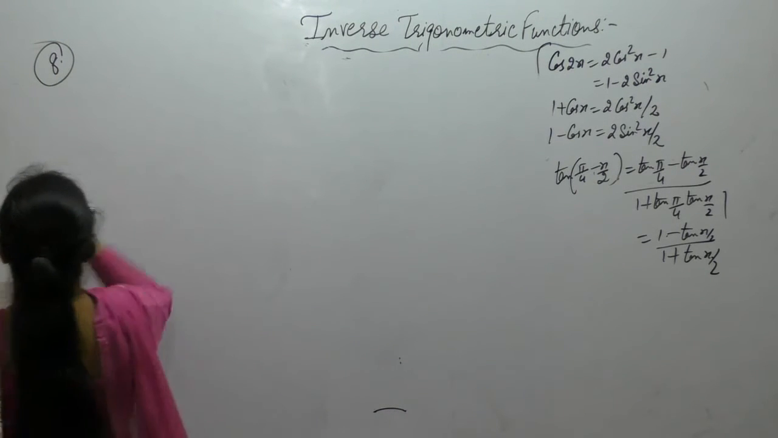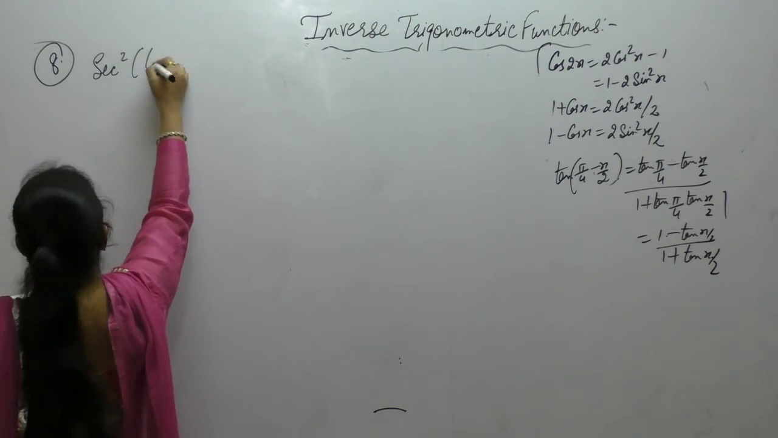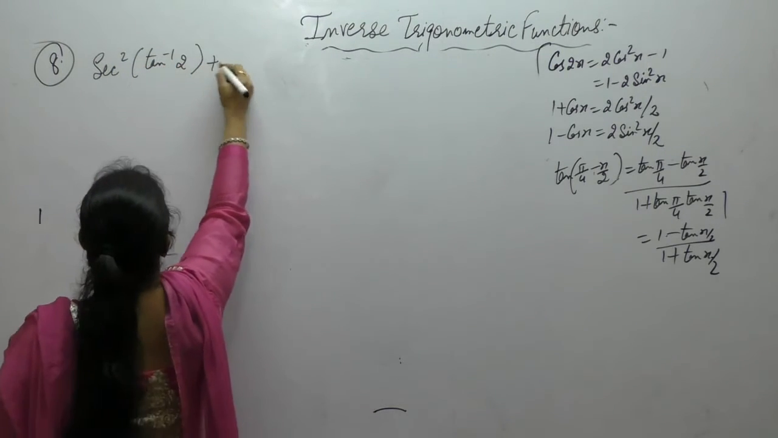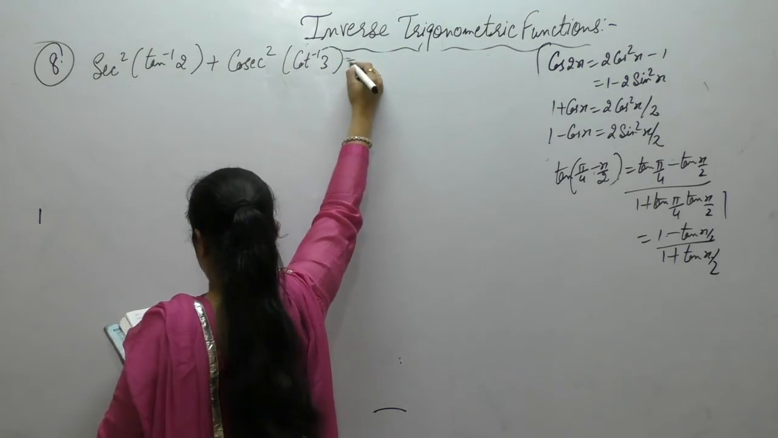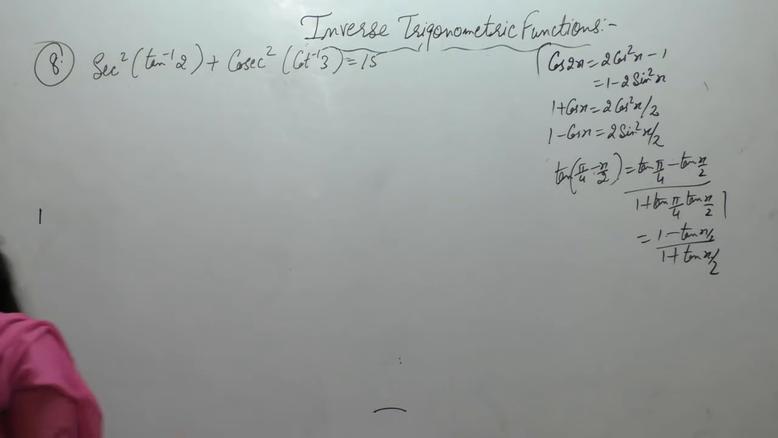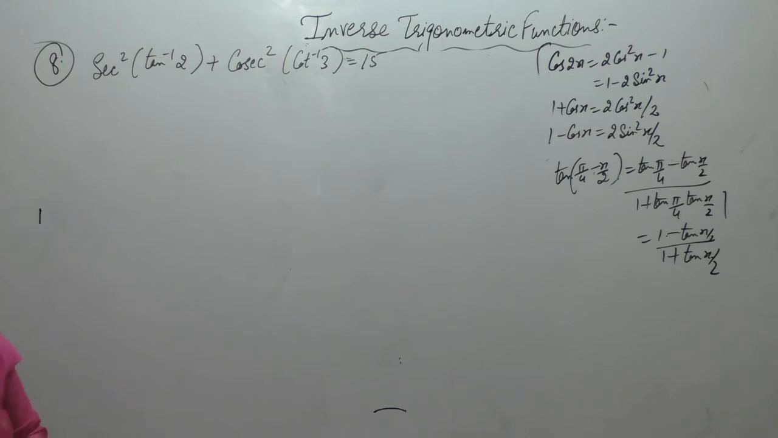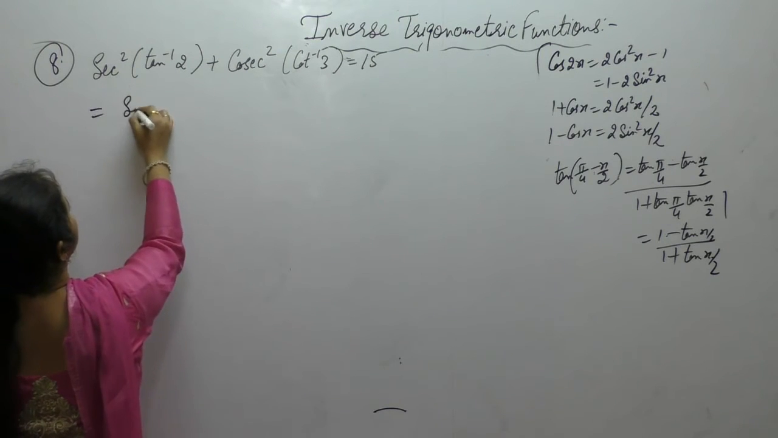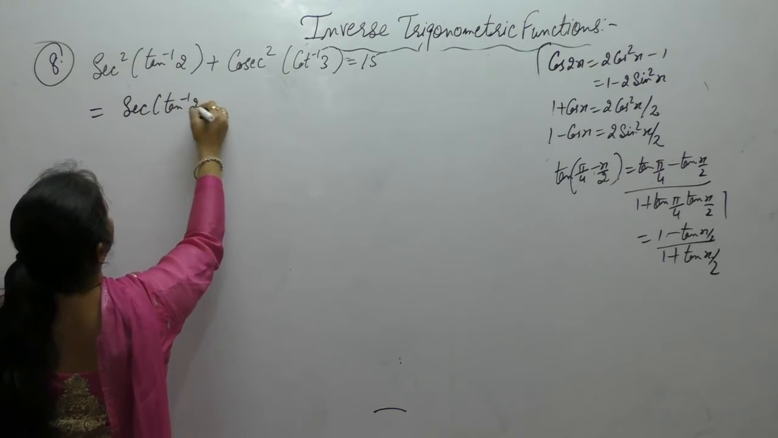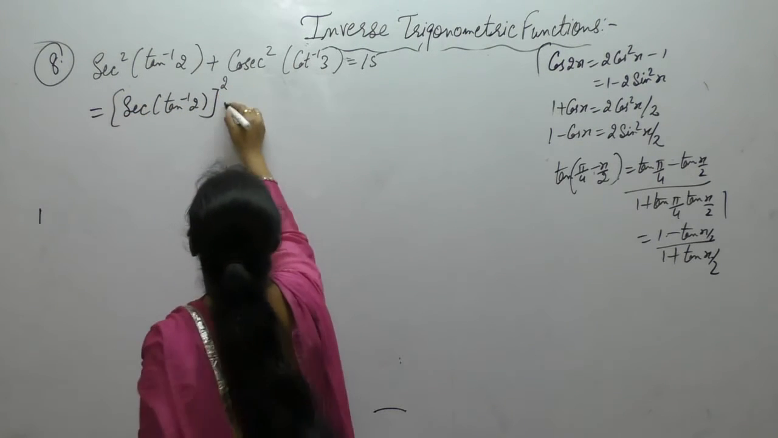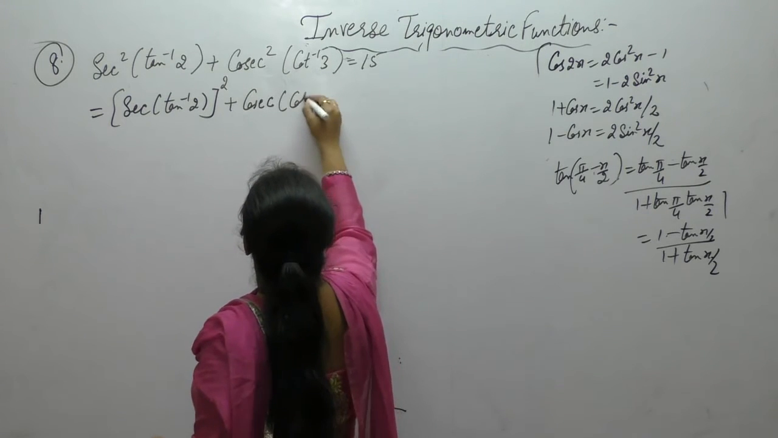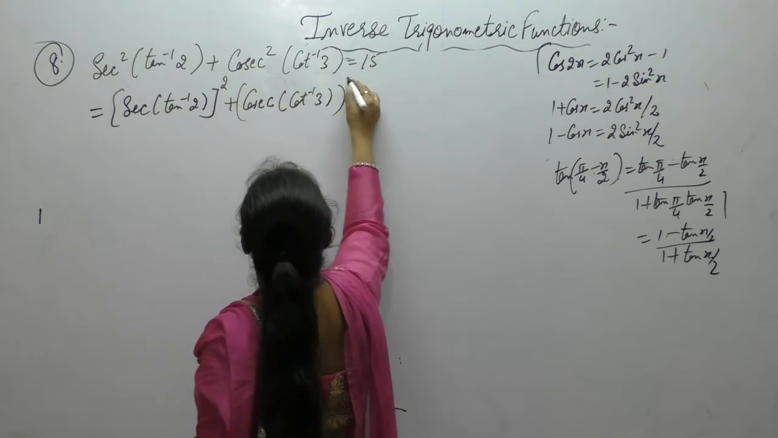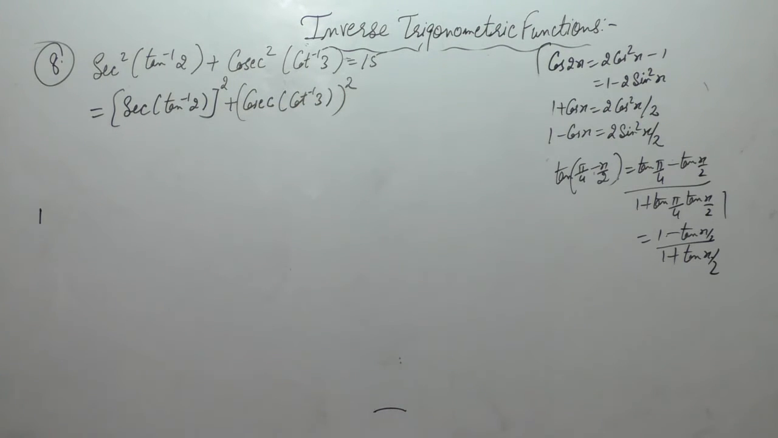Prove that sec square tan inverse 2 plus cosec square cot inverse 3 is equal to 15. Sec and sec inverse will get cancelled. Here we have square of this, so we can write it as tan inverse 2 square. Similarly, cosec square of cot inverse 3, we can write it as this.